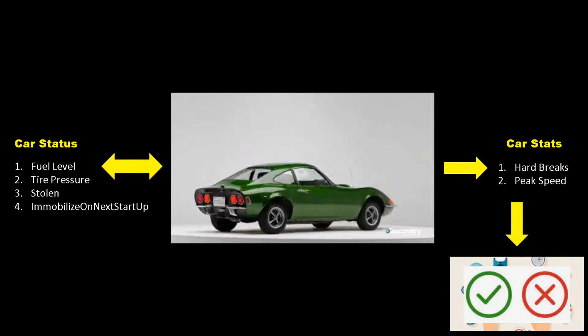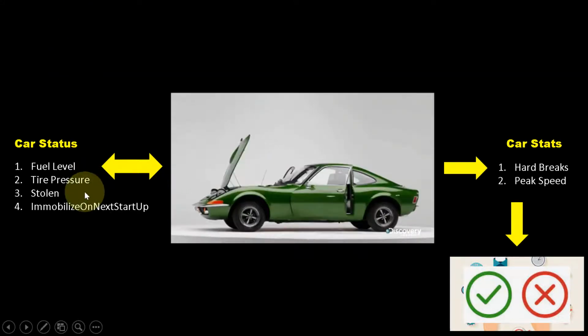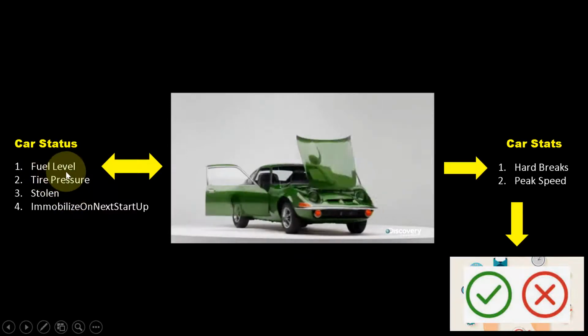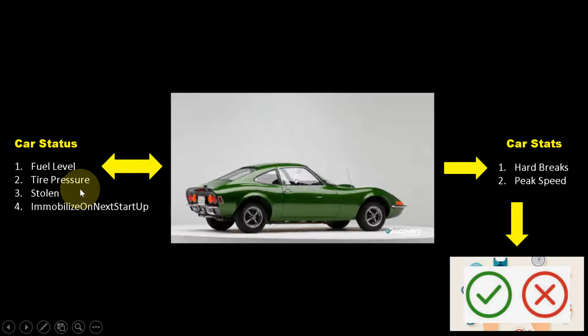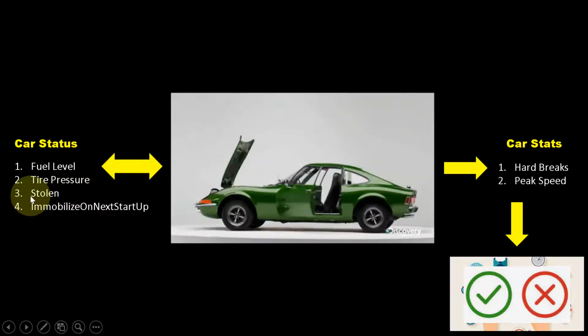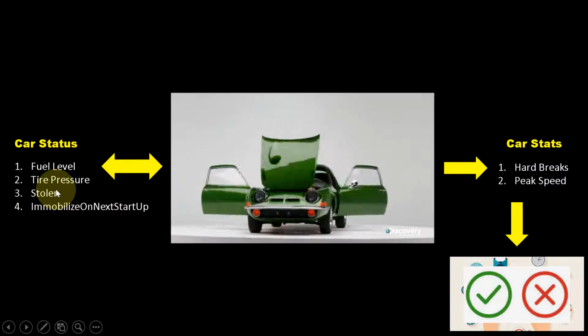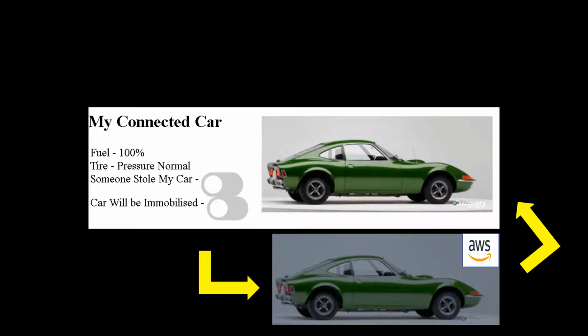and demonstrate that. Our strategy is that the device should be able to report the fuel levels and the tire pressure, and later on, once our car is stolen, we are going to go to an app. So let's notice that the car should be able to tell us the fuel percentage and the tire pressure. And then once we say that someone stole my car, the car itself should immobilize itself, as in it should not start on the next startup. That's what we're trying to achieve using device shadows.